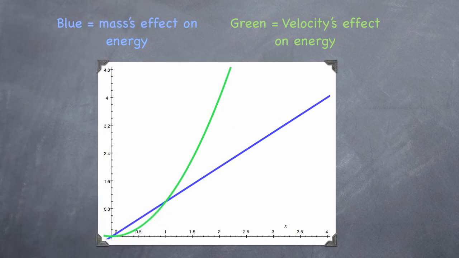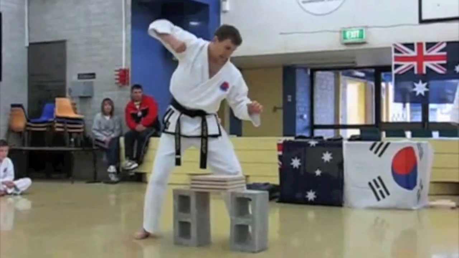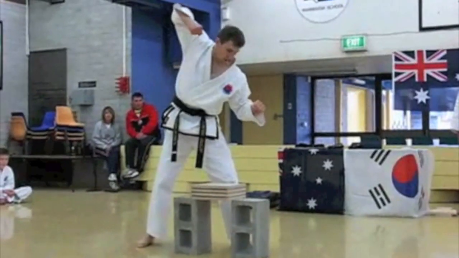So basically, changes in the mass have a linear effect on the total energy, but changes in velocity have an exponential effect on the total energy. This explains how people who aren't that big can break boards in karate and other martial arts, because they use such fast, high-speed strokes. They have an enormous amount of kinetic energy, and it snaps the board in half.